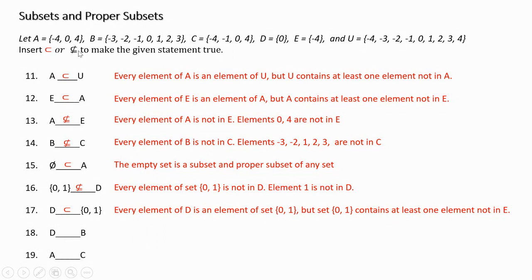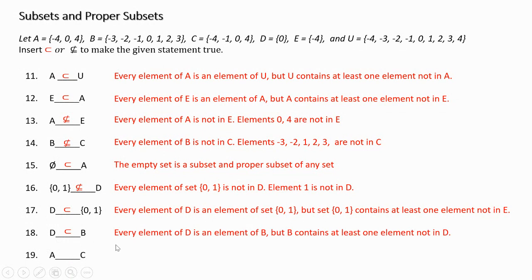Now let's look at D, which is a set with a 0 in there, and B. So this is also going to be a proper subset because every element in D is also in B, and B contains more elements that are not in D.